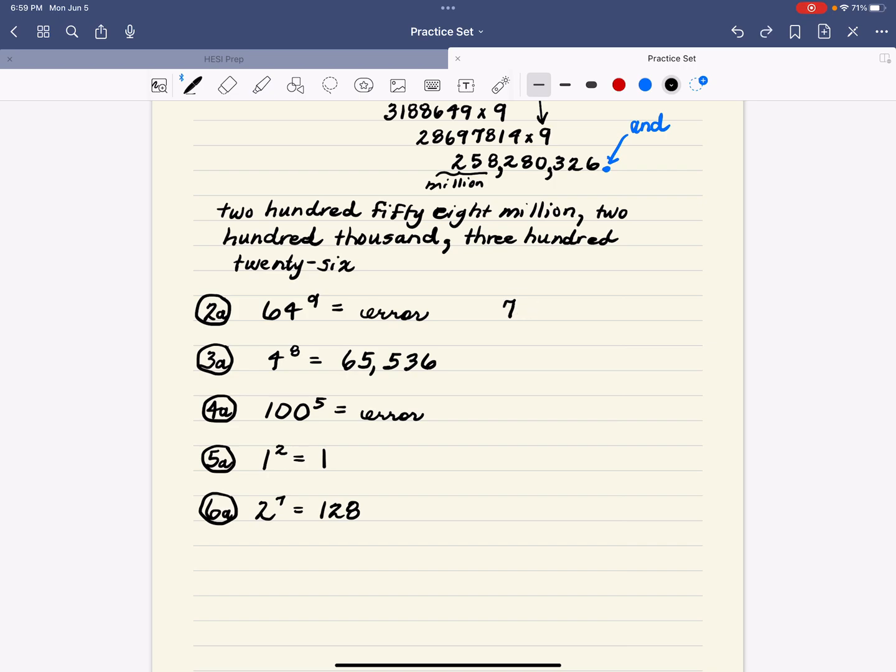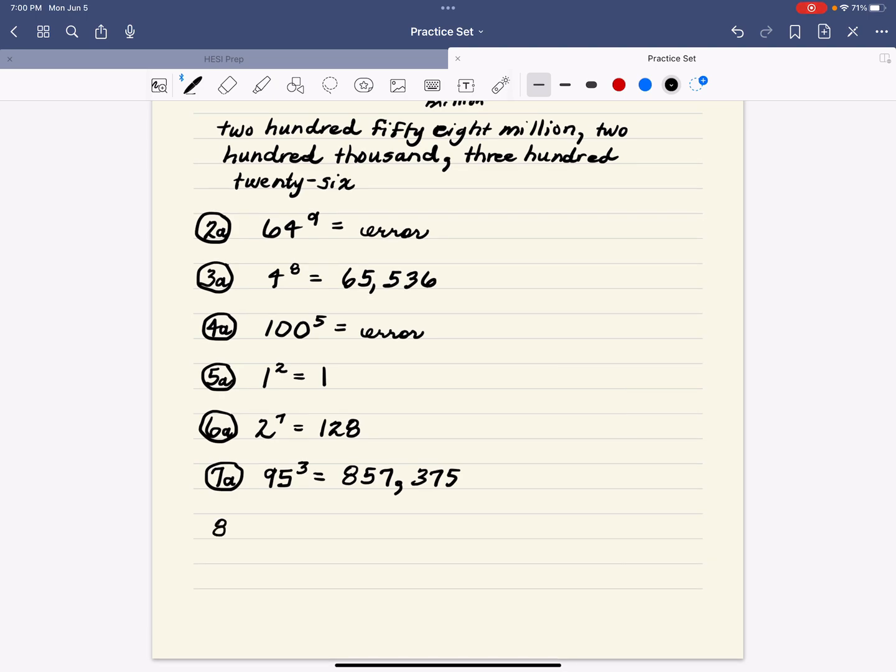Actually, I'm going to go ahead and bring this down here. Number 7, we have a base of 95, an exponent of 3. So we'll say 95 times 95 times 95 is 857,375.